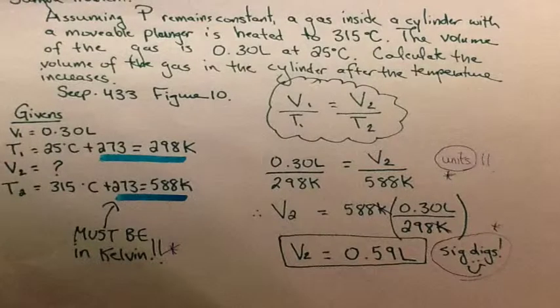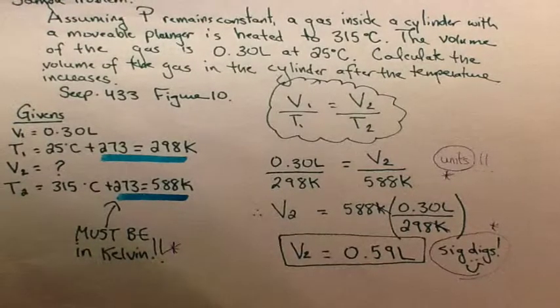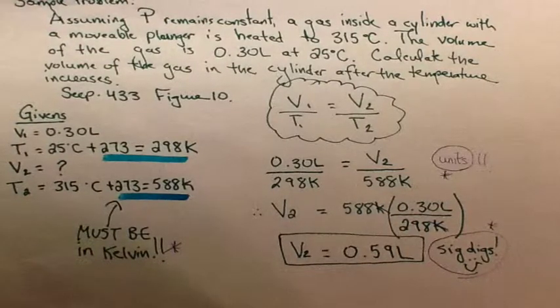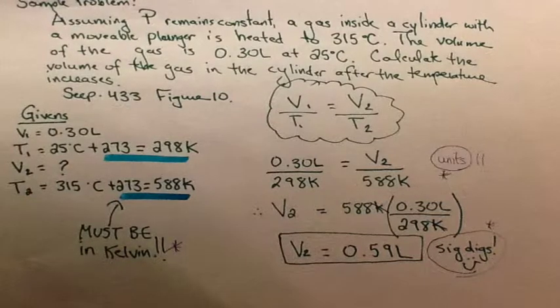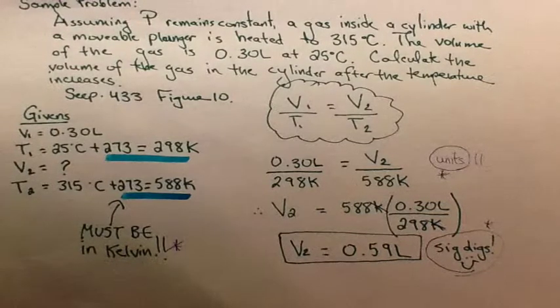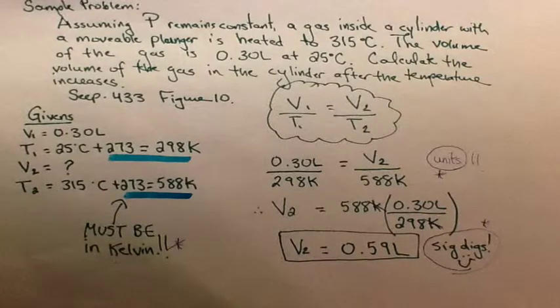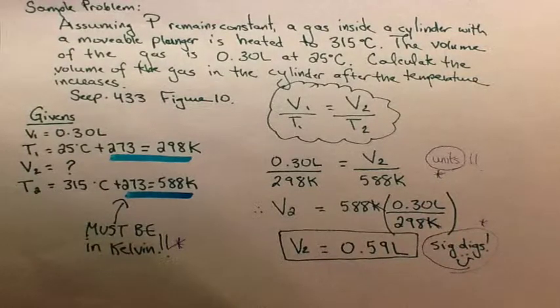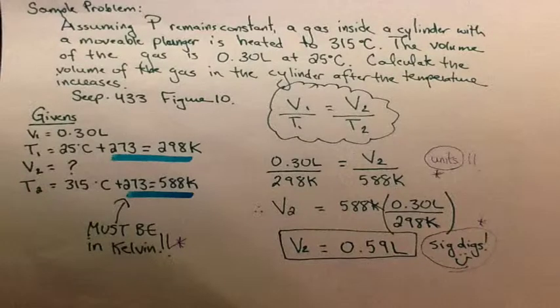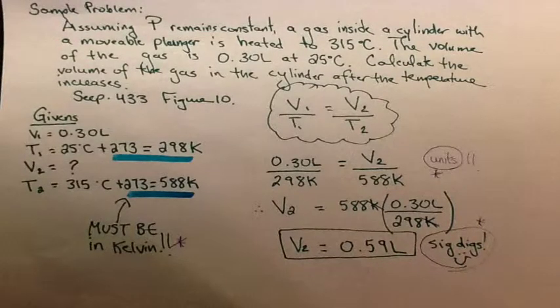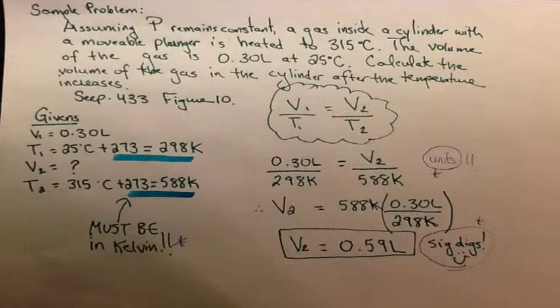Writing down the formula for Charles's law, V1 divided by T1 is equal to V2 divided by T2. Substituting in the values and the units will allow you to rearrange the formula and solve for V2. Notice how kelvins cancel each other out. The final answer has been rounded to the correct number of significant digits.